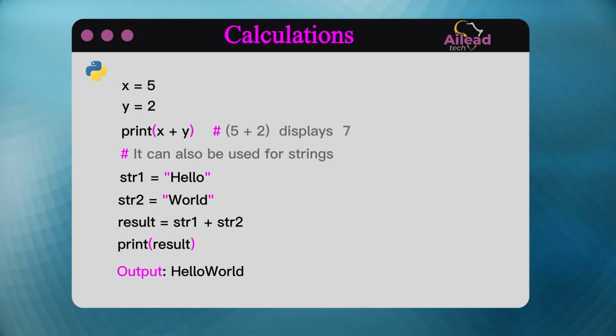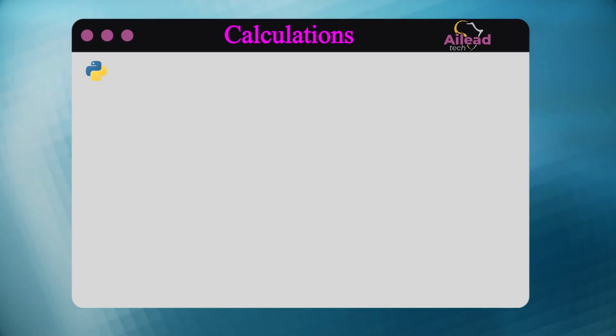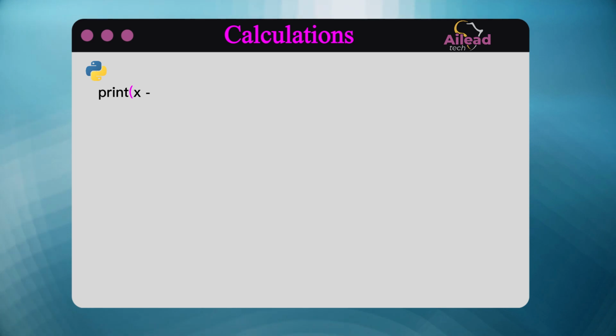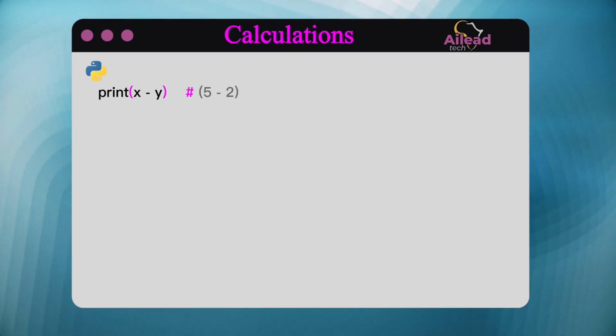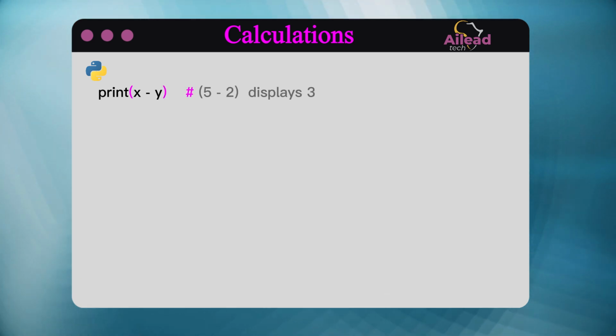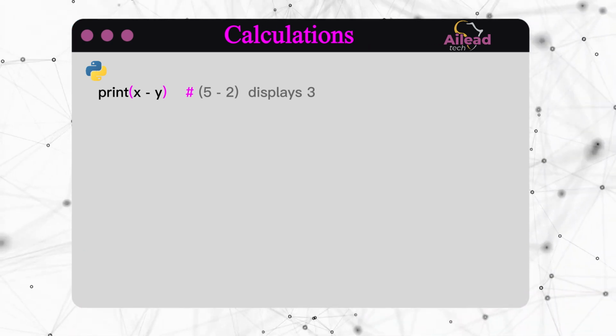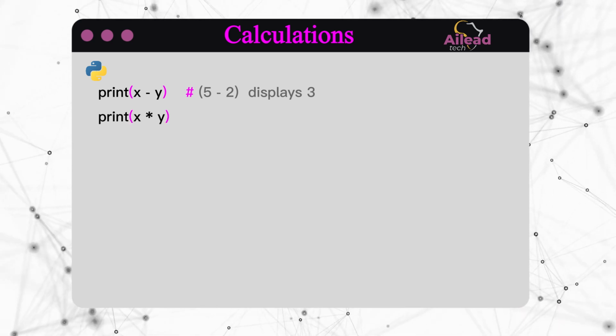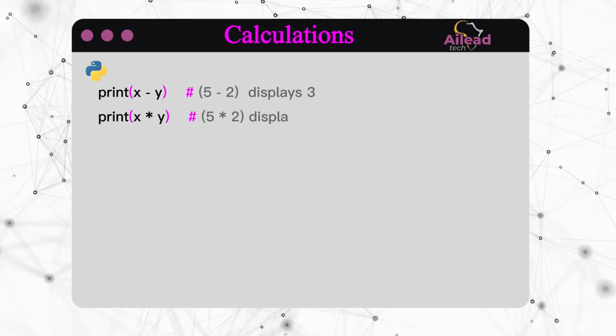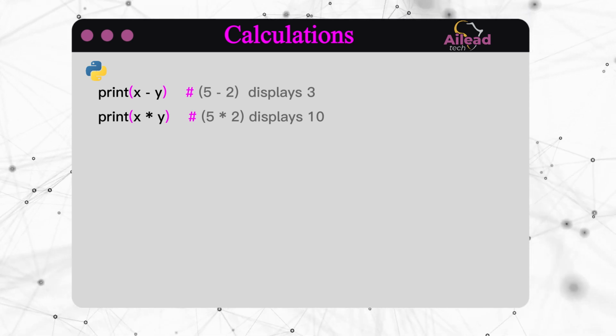Let's take another example. Let us type print x minus y. It outputs 3. That is 2 subtracted from 5. Looking at another example, let us type print x multiplied by y. It outputs 10. That is 5 multiplied by 2.